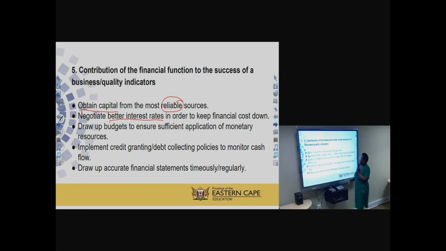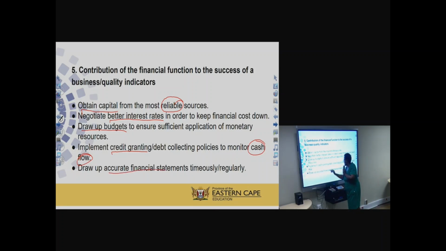The financial function must be able to draw up a budget. You can't operate without a proper budget to ensure sufficient application of monetary resources. Also the granting of credit. Implement credit granting or debt collecting policies to monitor cash flow, because cash flow is the one that can make a business fail. If you don't have a cash flow that is in the right place, it means the business might fail.